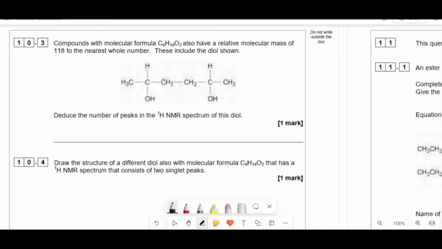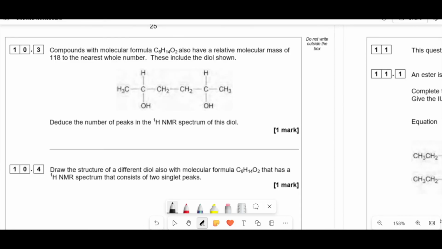There you go. Compounds with the molecular formula C6H14O2 have a relative molecular mass of 118 to the nearest whole number, and this includes the diol below. Deduce the number of peaks in the H NMR spectrum of this. So if we look here, there's 1 hydrogen environment, there's 2, these are different, there's 3. Here, that's another one, 4.